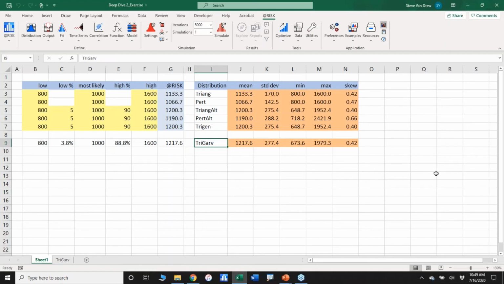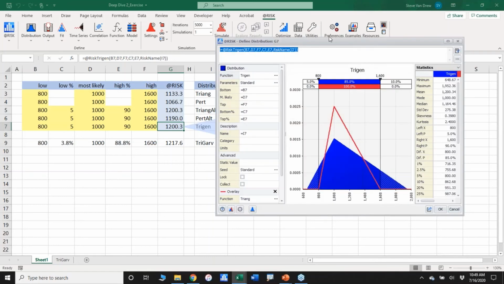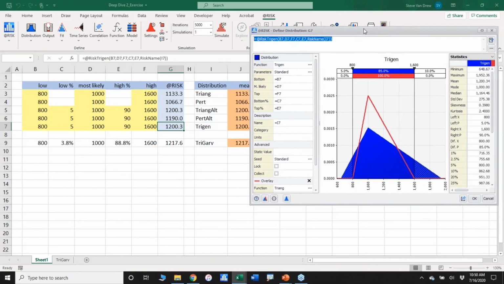The gen in trigen is generalized. So it's just a way of generalizing the triangular distribution. All of these distributions, triangular and Pert, start from the three inputs. The generalized version says you want to do something other than treat the min or the low as an absolute value and the high as an absolute. You want to treat those as some other percentage on the cumulative probability. So the gen is generalized, the alt is alternate, and the garv is Garvey.